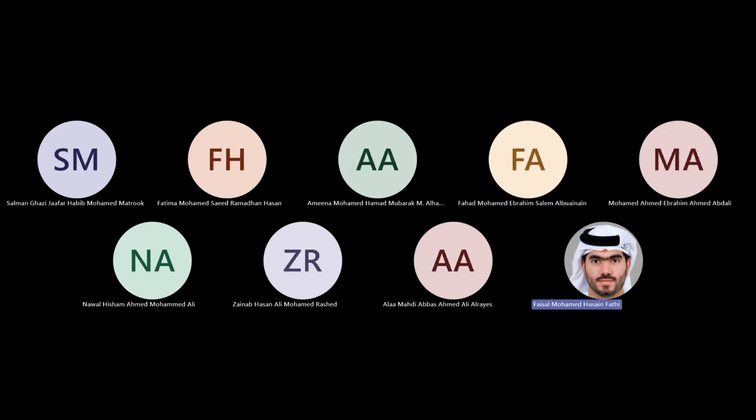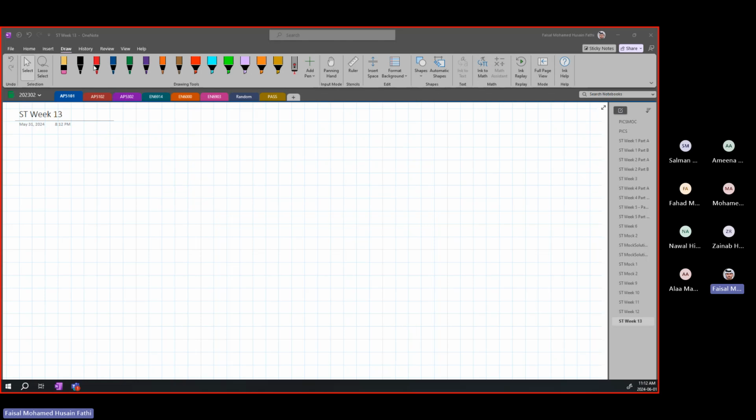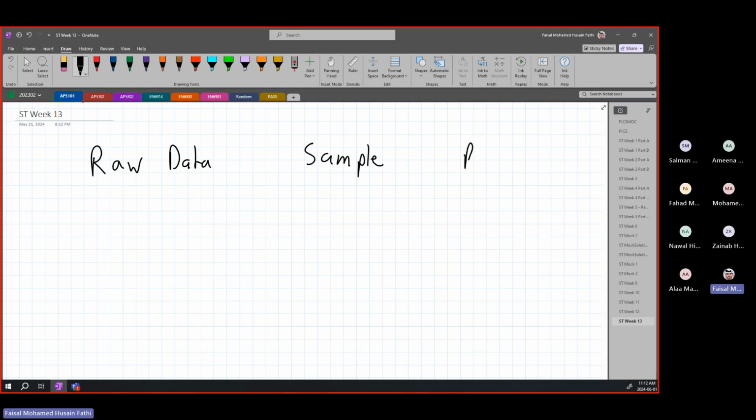So if you remember from last time, what we talked about was variance and standard deviation. These are basically the measures of the variability of the data, I should say. And we had three types of data. We had raw data, we had sample, and we had population.